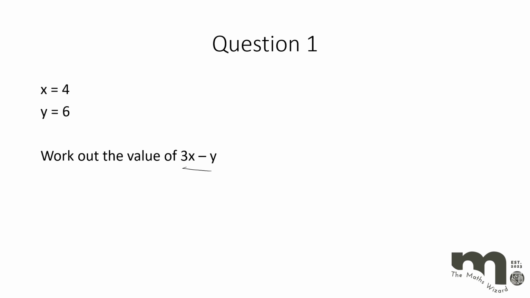Okay, let's have a look at the solution to this then. So 3x means 3 times x, so 3 times 4 will give you 12. Then we just got to do a subtraction. 12 take away 6 will give you 6. Okay, let's go to our next example.